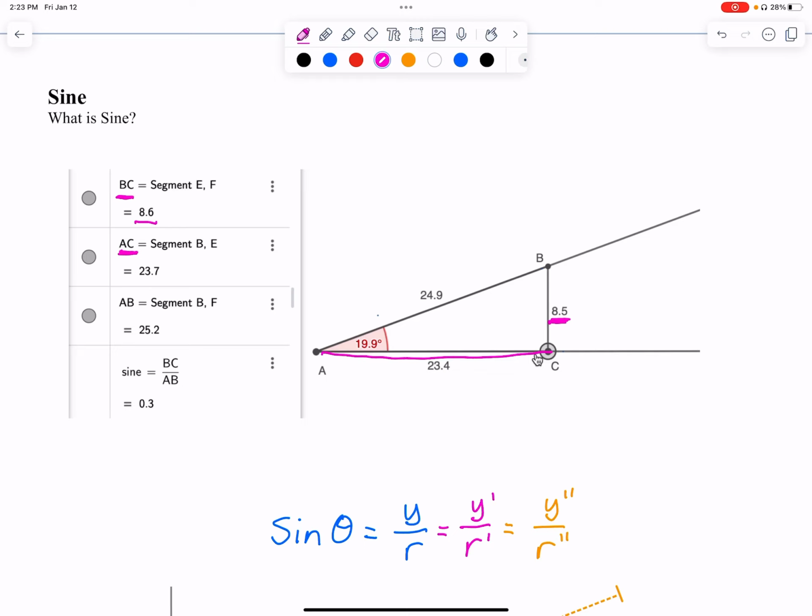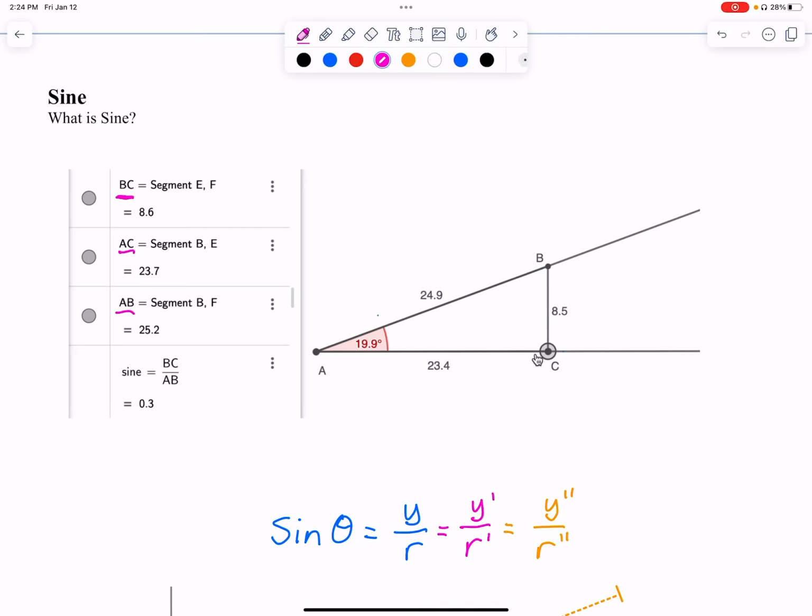And then AB is this side right here. So all three of these are just measurements of the sides of the triangle. They'll be accurate when I move this C around. These values will change. This is why they're not accurate here, because I was moving them when I took my screenshot. So you'll see that move.